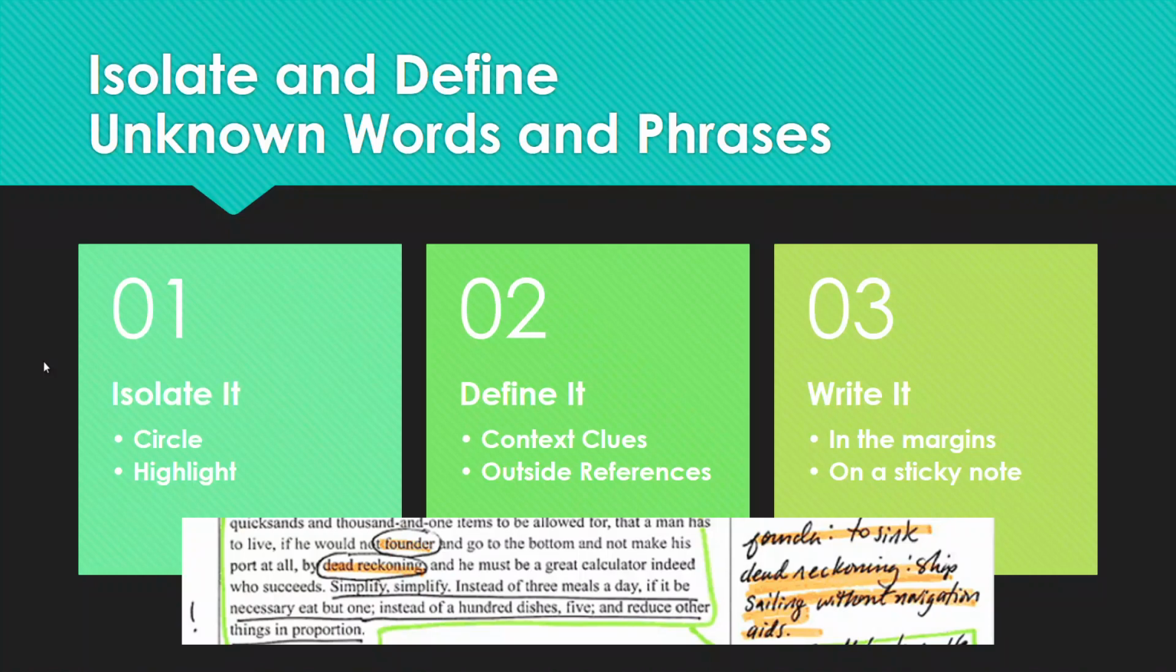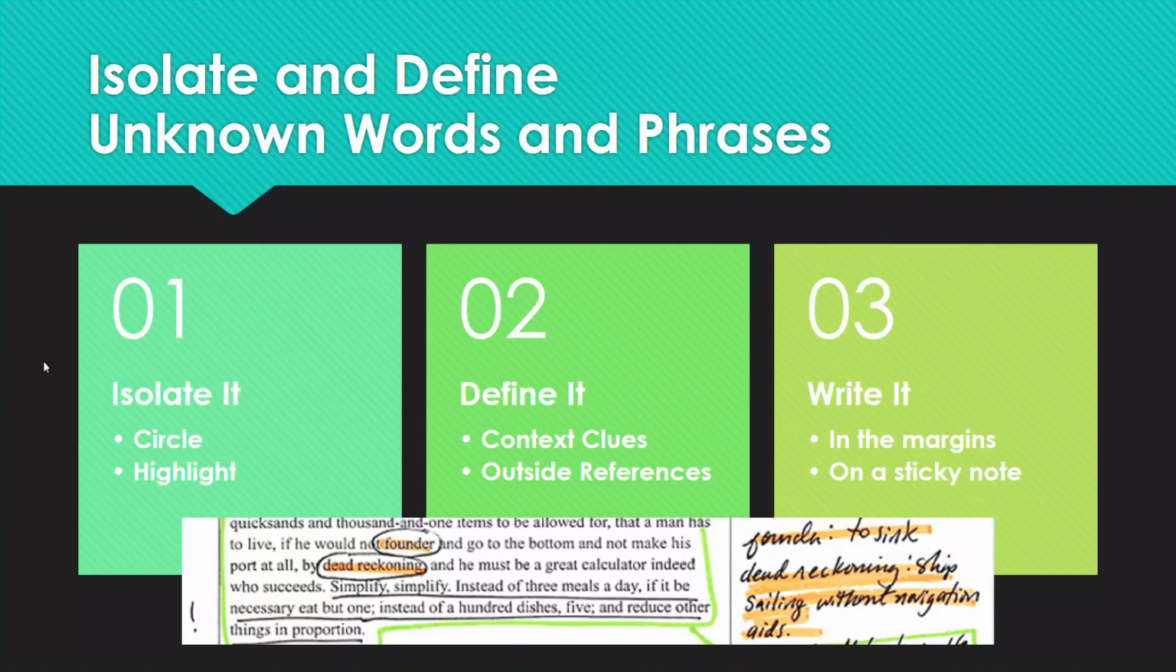First, use those marking symbols to isolate it for yourself. Many people circle the word, but you can also use a specific highlighter color to represent unknown or something else. Whatever you do, point it out visually to yourself. Then take a moment and figure out what it means. Often enough, context clues in the sentence or surrounding paragraph can help you figure it out.